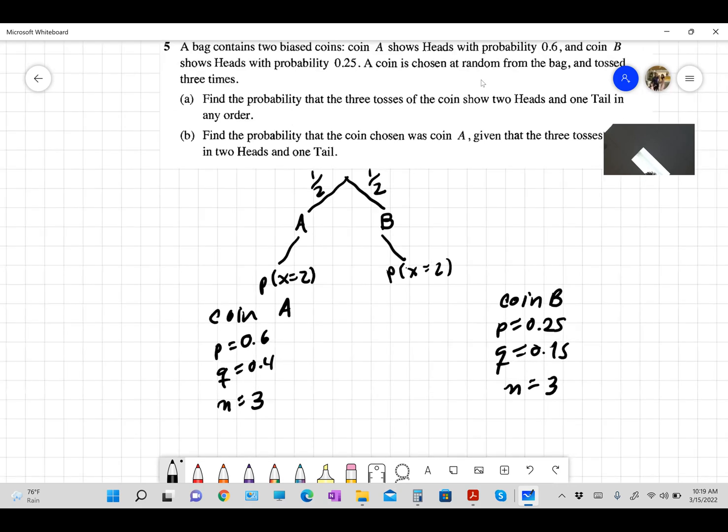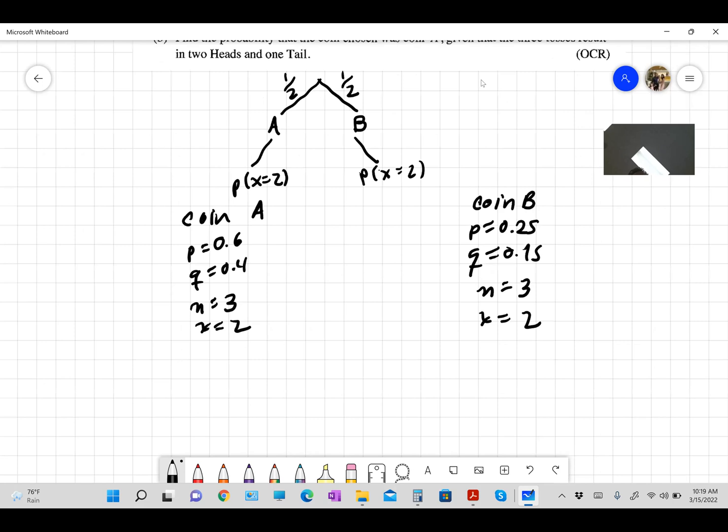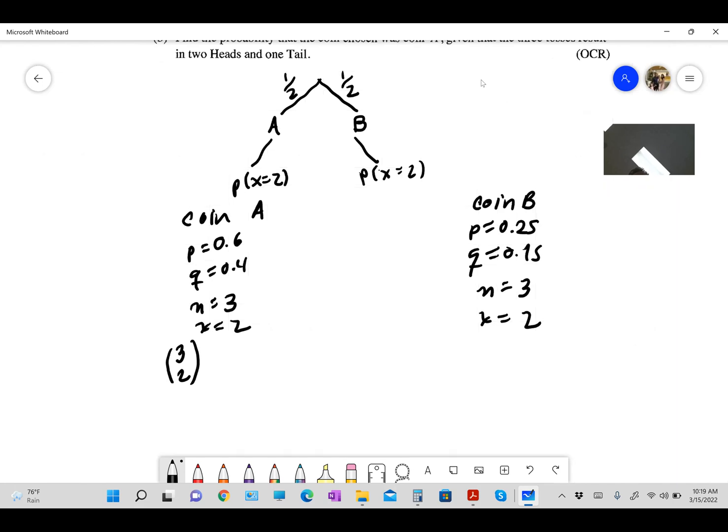And it says, part A, find the probability that the 3 tosses of the coin show 2 heads and 1 tail. Since heads is the success, X is equal to 2 in both cases. So this is going to be 3C2, 0.6 to the second, 0.4 to the first, and this is 3C2, 0.25 to the second, 0.75 to the first. Then you add those 2 numbers.